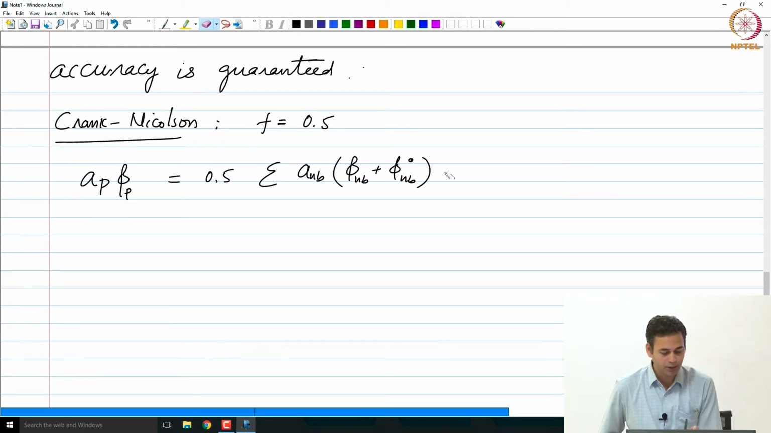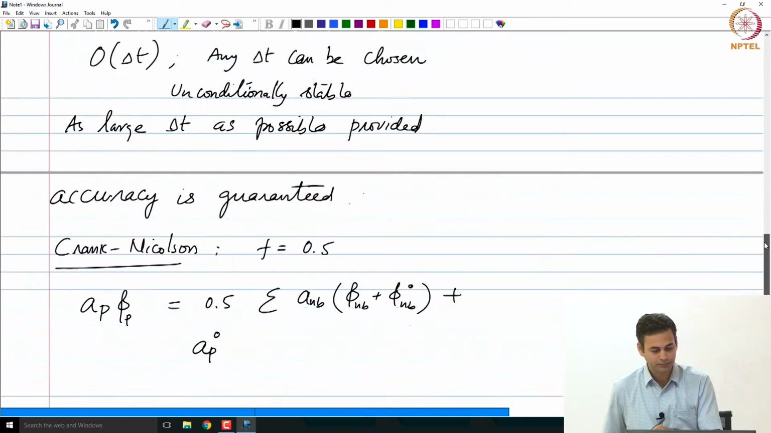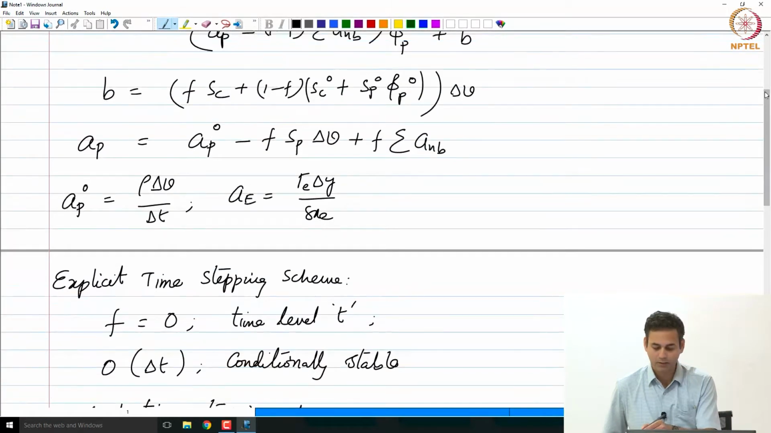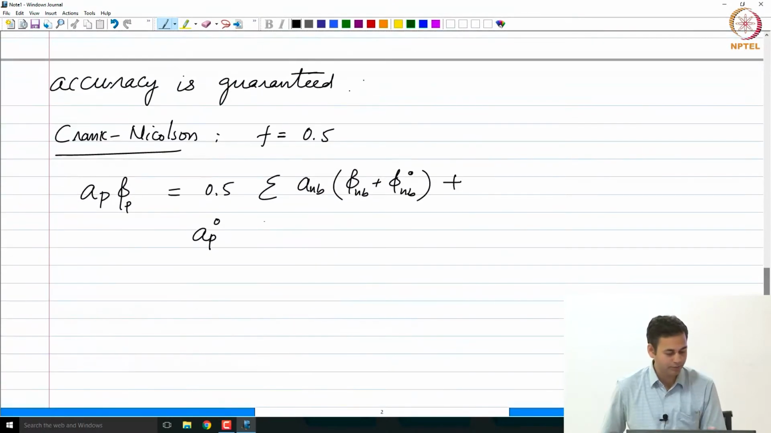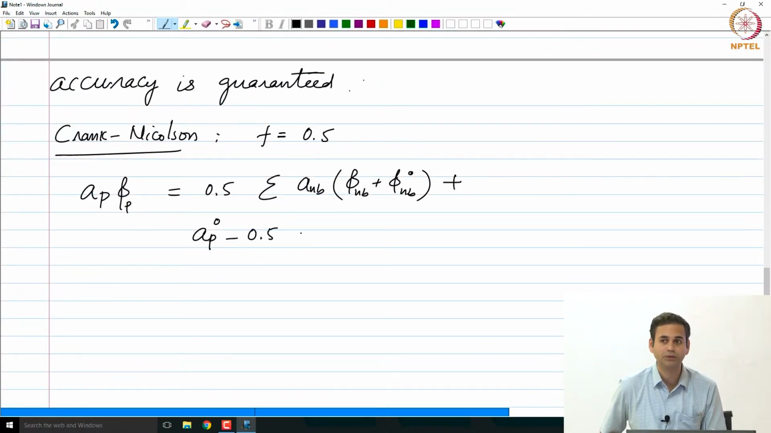And then plus what else we have? Plus what about the A p 0 term? That would be A p naught minus 0.5 times sigma A and b times phi p 0 plus some b, right.